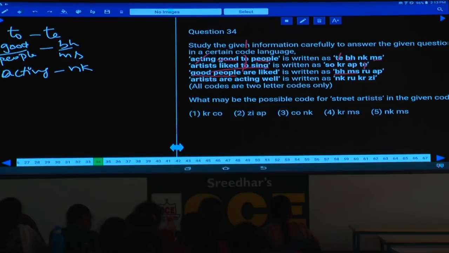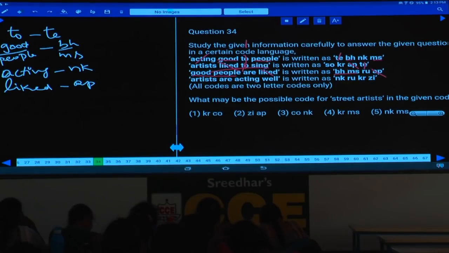Then coming to the second and the third. In the second and the third, what are the words which are common here? Artists like to sing, are liked. Liked is the only word which is common between these two. As liked is common, what is the code common here? AP. The code to the word liked is AP.